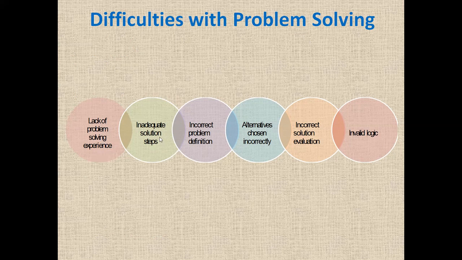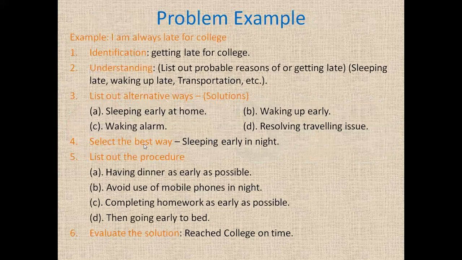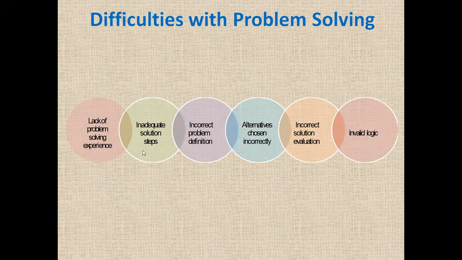Second difficulty is inadequate solution steps. If you have applied comparatively fewer steps, say in your solution we have taken a total of 4 stages, we need to apply them, and then only you will get the solution. So instead of applying these 4 stages, if you applied only 3 or 2 stages, it means you are applying inadequate solution steps, and because of this you will not get the output. So this one is the second difficulty.